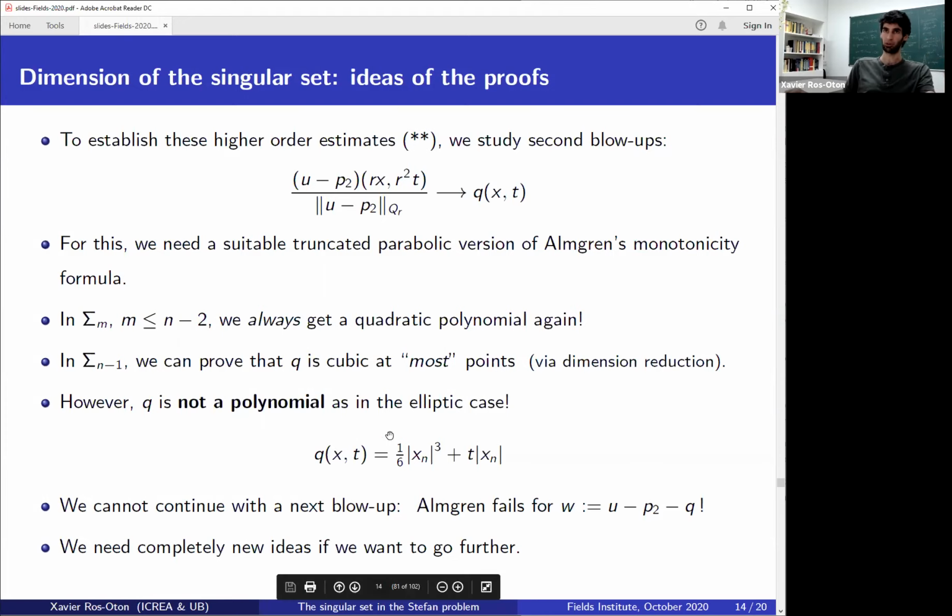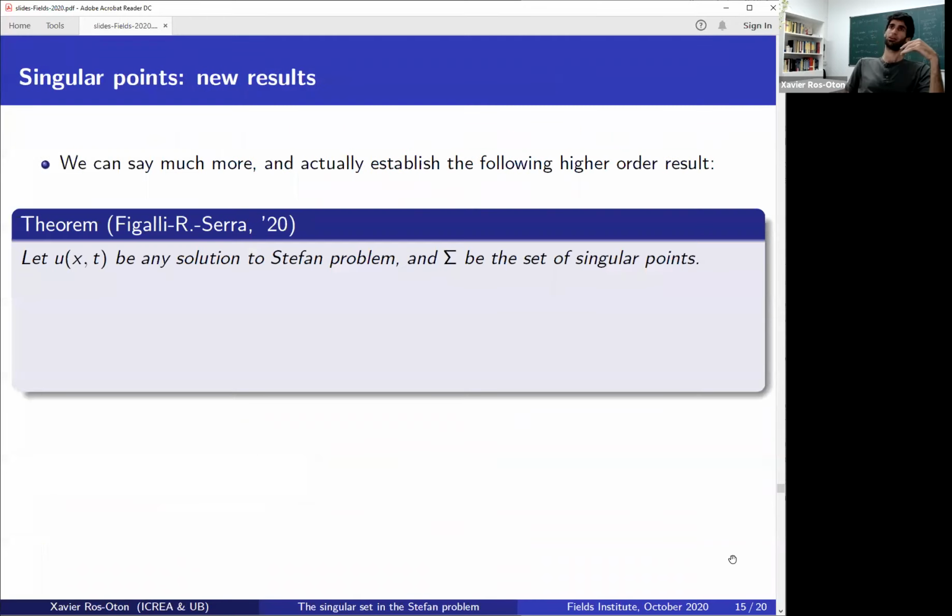That does not follow from this. Okay, so now I need to go further and try to understand better the singular set in order to prove my estimate for the set of singular times in 3D. Okay, and so we are stuck at order 3 in a sense, and from order 3 we can actually, with completely different arguments, prove the following.